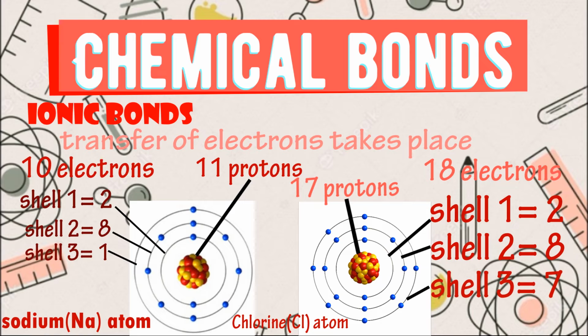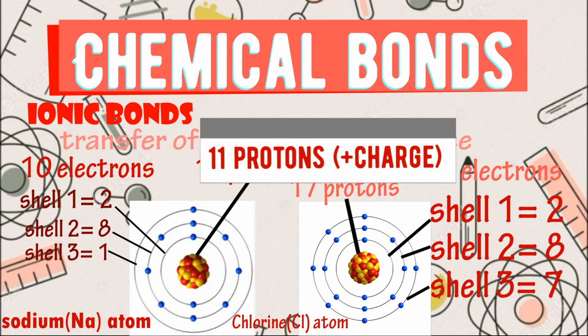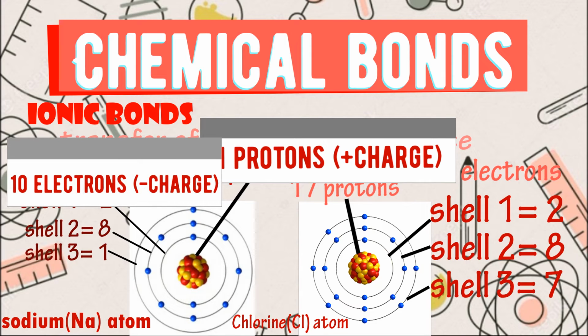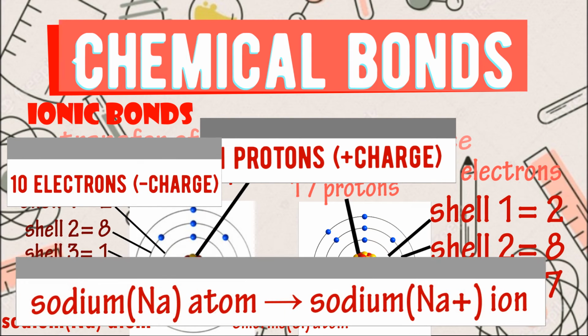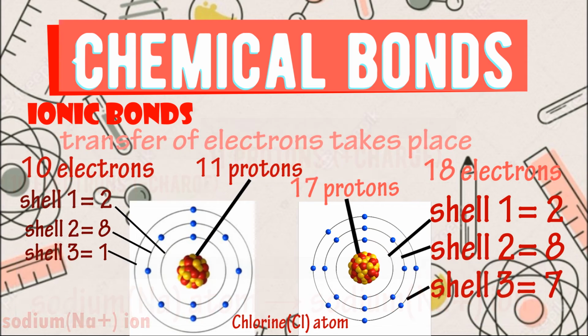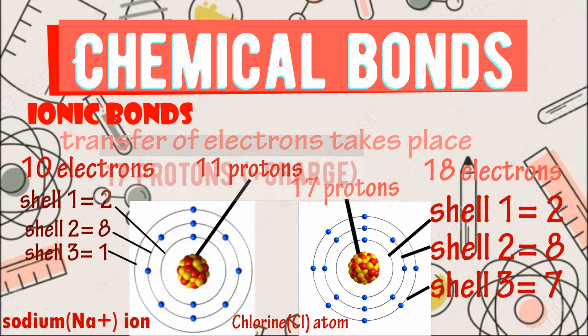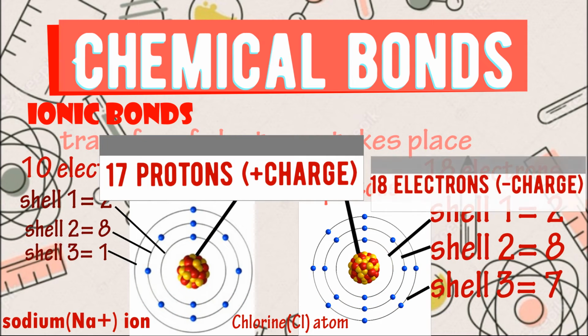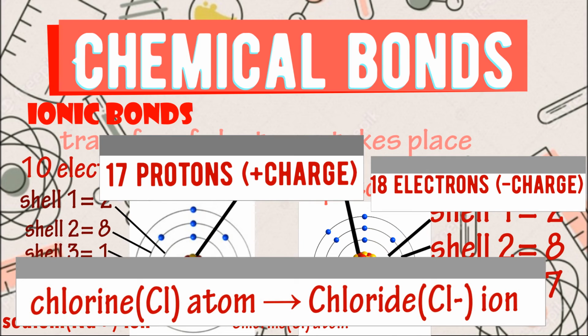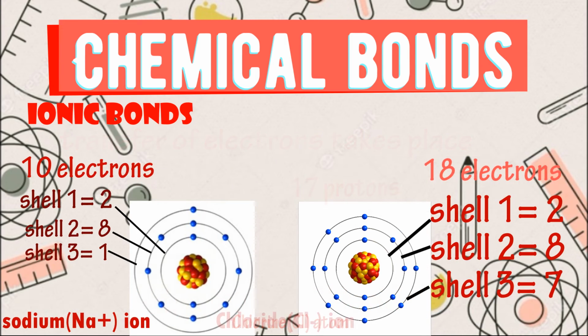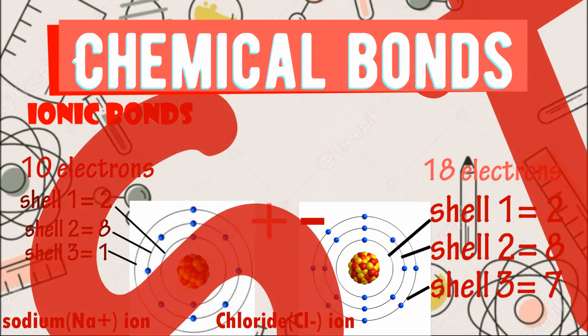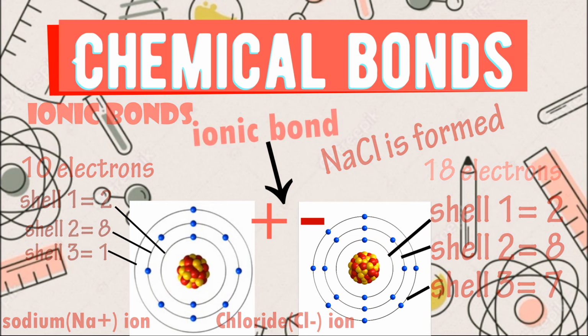Since the sodium atom gave up an electron, it has 11 protons, which are positively charged, and 10 electrons which are negatively charged. This results in the formation of a sodium ion with a positive charge. Since the chlorine atom gained an electron, and now has 17 protons and 18 electrons, it is a chloride ion with a negative charge. The positively charged sodium ion is now attracted to the negatively charged chloride ion, and NaCl or table salt is formed. This is an ionic bond.